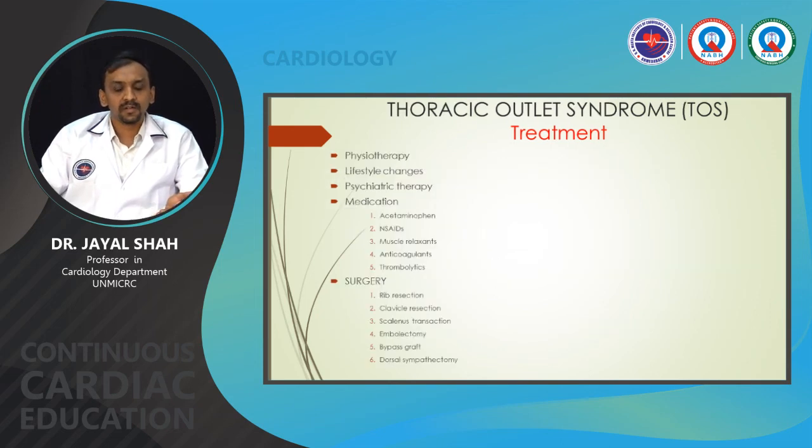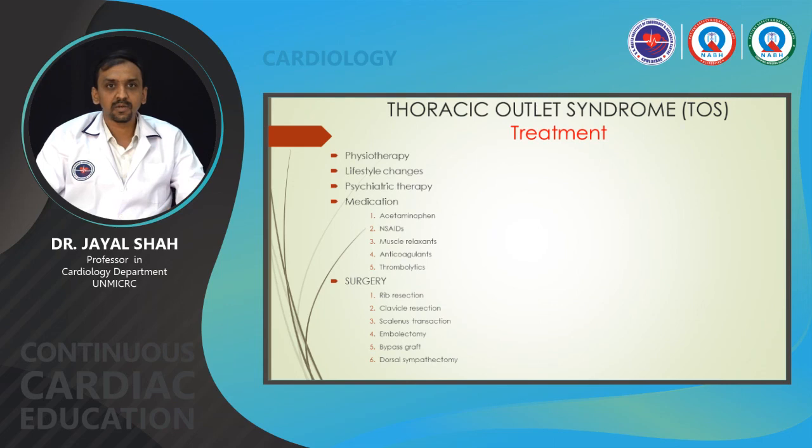So other different treatments which might be considered are physiotherapy, certain lifestyle changes, psychiatric counseling, and certain medications, which are commonly pain relieving medicines and muscle relaxants, can be tried. Then anticoagulation and thrombolytics can be tried in certain resistant cases, while the definitive management is surgical, which includes either rib resection, clavicle resection, scalenus muscle transection, or embolectomy, bypass grafting, and at the very last, dorsal sympathectomy.